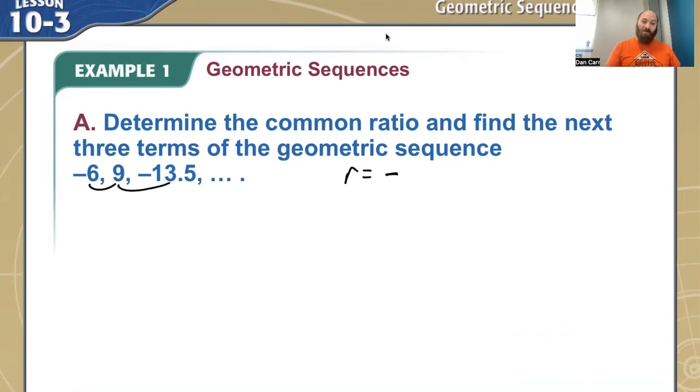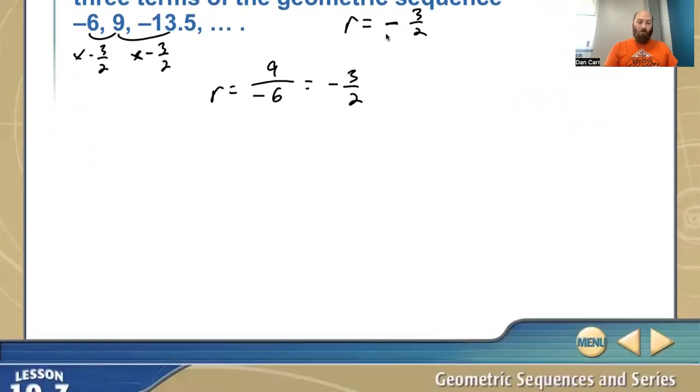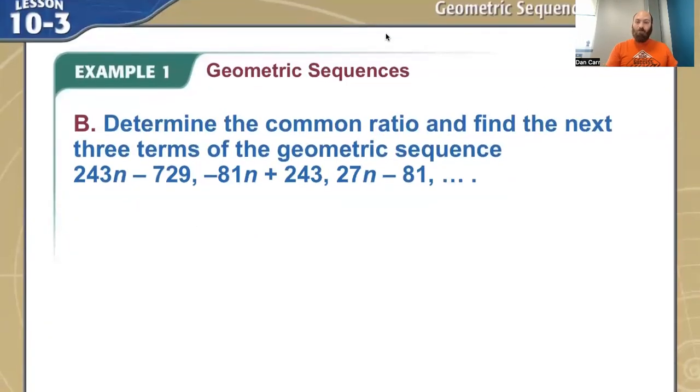And then my next step is I've got to figure out, well, how can I get from -6 to 9? And how do I get from 9 to -13.5? If you don't see it right away, you can do any term divided by the previous term. So it's 9/-6, which is -3/2. So that's my common ratio here. If I multiply by -3/2, I get from -6 to 9. If I multiply that by -3/2, that's also going to get me to the next number, -13.5.